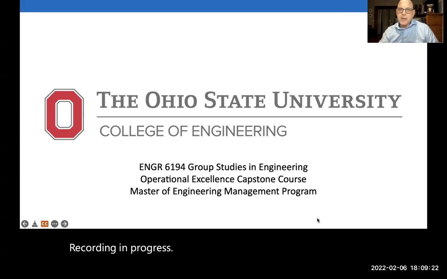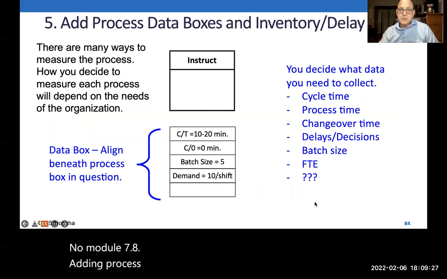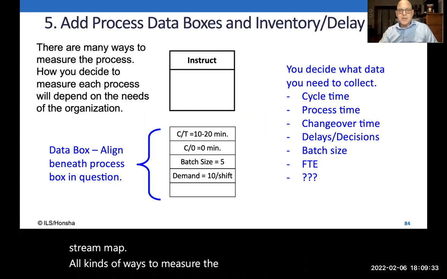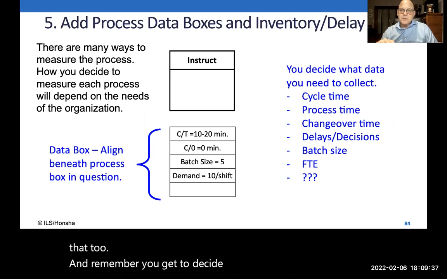Now we're at module 7.8: adding process data boxes and inventory delay data to your value stream app. There are all kinds of ways to measure the process, but you get to decide that too. And remember, you get to decide what data goes into this. It can be cycle time, process time.